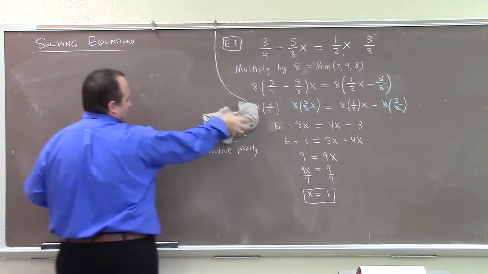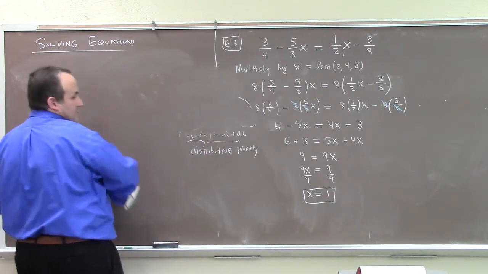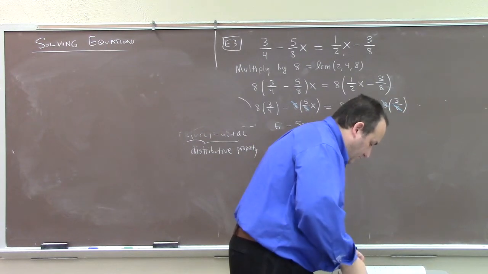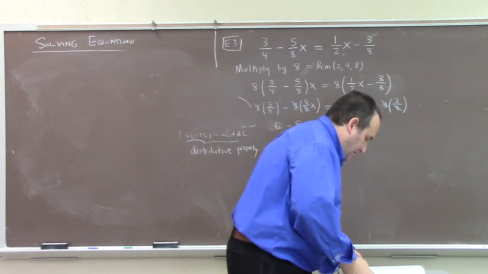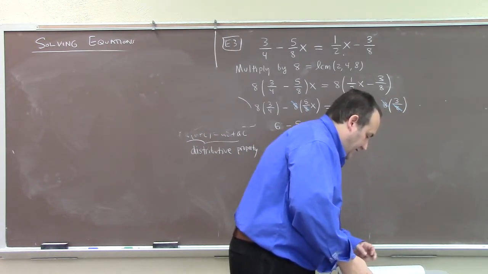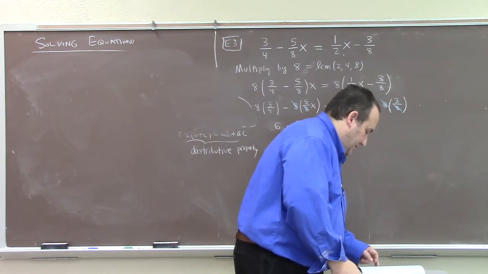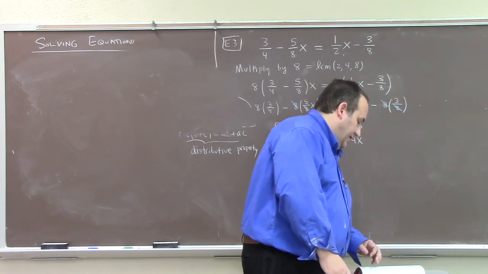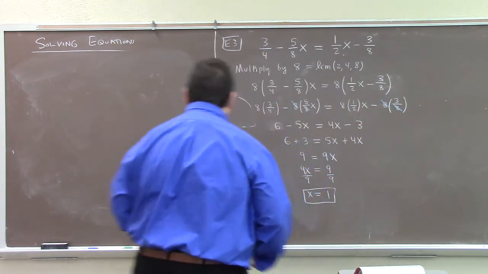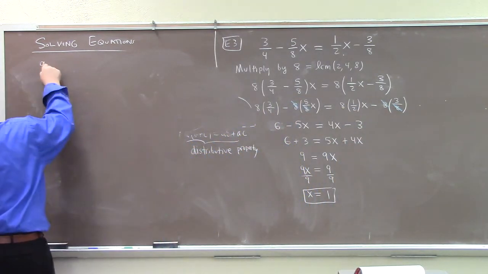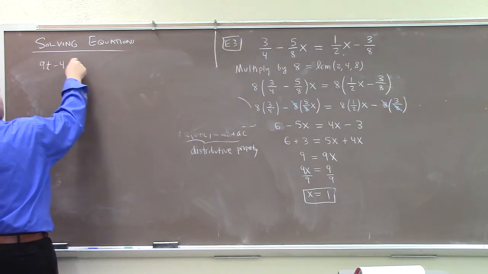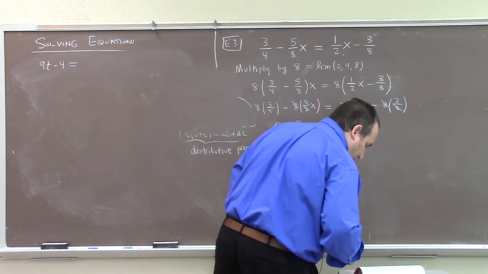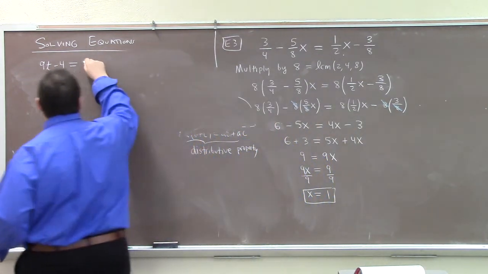Another thing we can ask is what is a solution, right? What does it mean to have a solution to an equation, right? So let's see here. For example, we could have 9t minus 4 equals 14 plus 15t. 9t minus 4 equal to 14 plus 15t.